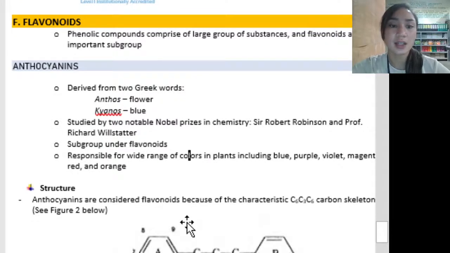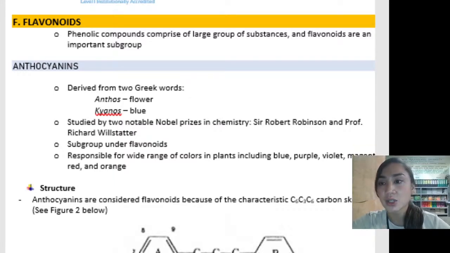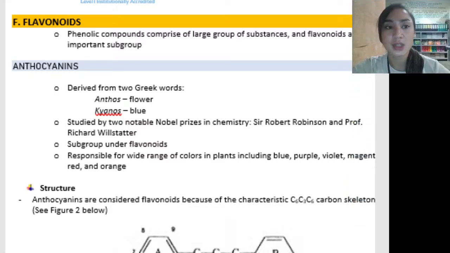Flavonoids are actually quite complicated in a sense na ang dami niya, no? It's a large group of substances. So, sabi nga dito, it's a phenolic compounds comprised of a large group of substances and subgroup pa lang. Subgroup ang flavonoids sa phenols. Okay? And from flavonoids, meron pa tayong subgroup which are isa doon yung anthocyanins.